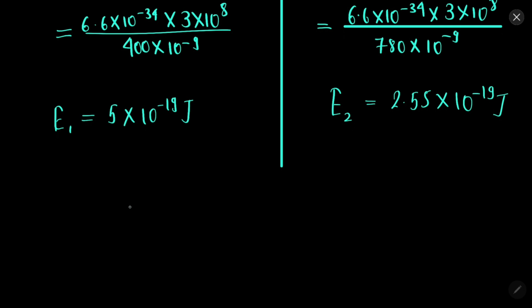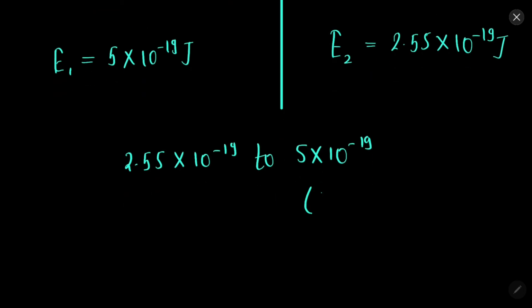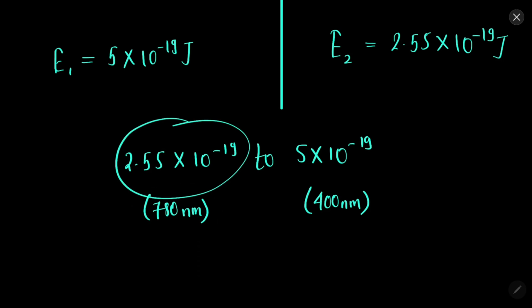So the energy range is from 2.55 into 10 to the power minus 19 to 5 into 10 to the power minus 19. Remember, this is for wavelength 400 nanometers and this is for wavelength 780 nanometers, because the more the wavelength, the less is the energy.